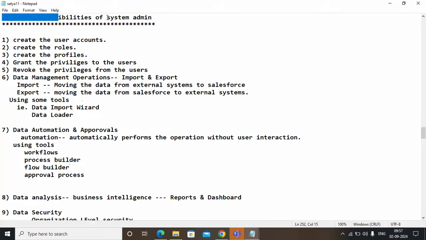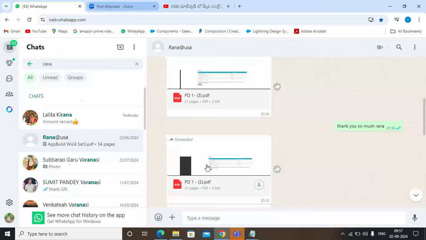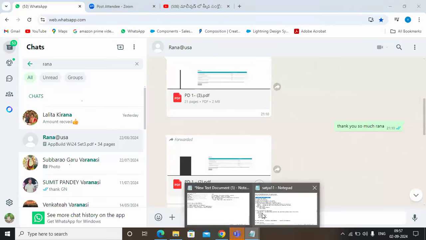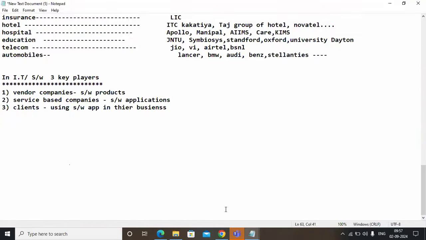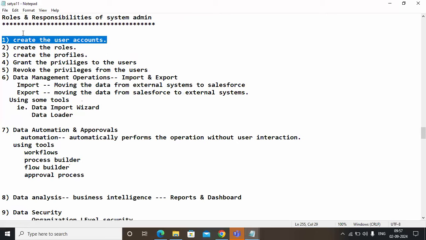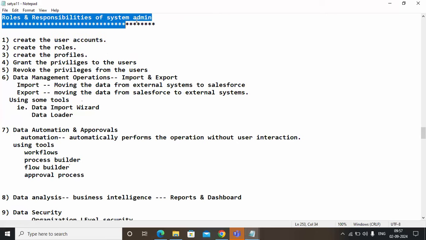What is this? Roles and responsibilities of system admin. Screen is not visible. Oh, sorry. No, it's visible for us. Oh, but for me, it is not. Yeah, now I can see. Did you see this?